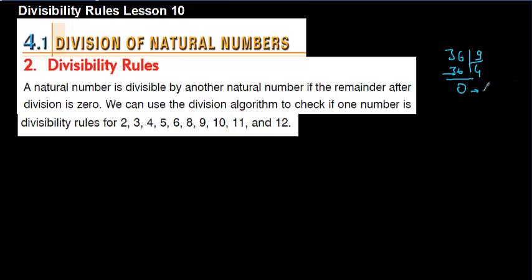If there is no remainder, if the remainder is 0, it means that the number is divisible. So we are going to say it like this: 36 is divisible by 9. I made a mistake before. And here we are going to try to understand numbers divisible by 2, 3, and so on.